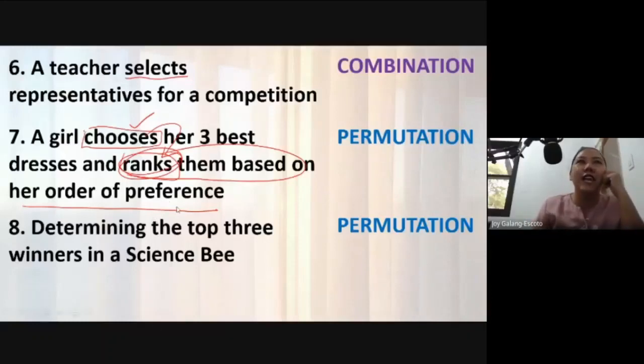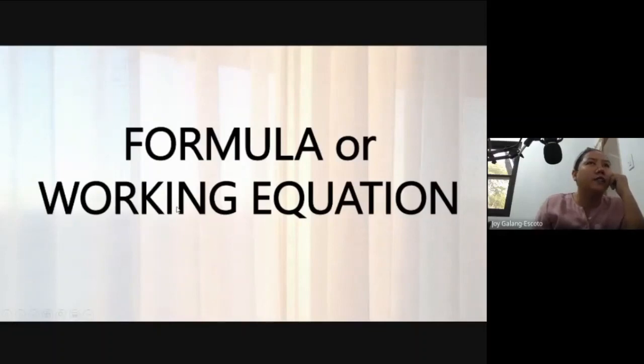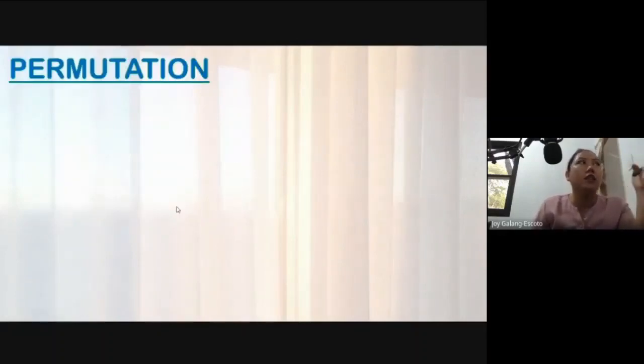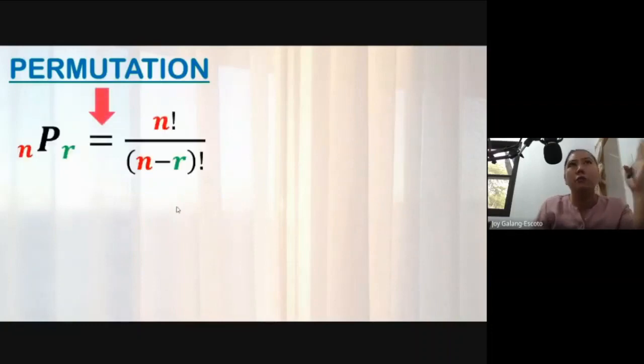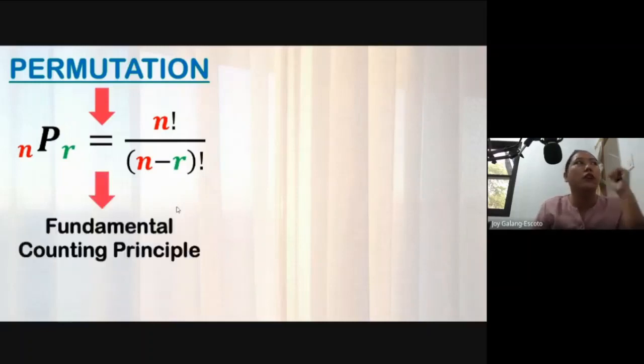Okay. Now next, let's talk about the formula or working equation between the two. In permutation, we use the notation nPr, or the permutation of n things taken r at a time, is equal to n factorial over (n minus r) factorial, wherein you can also use the fundamental counting principle.